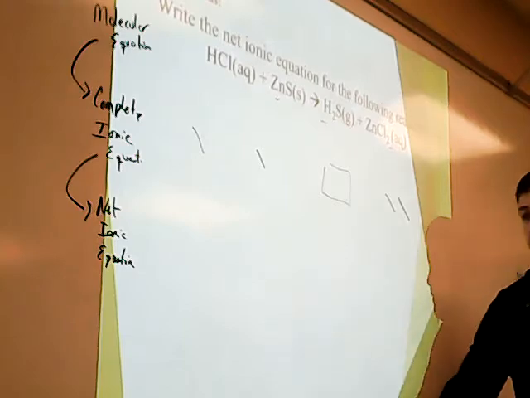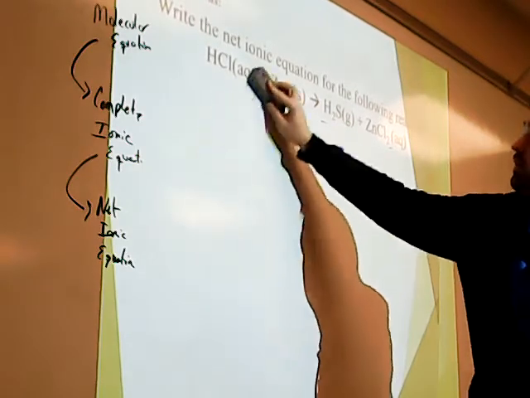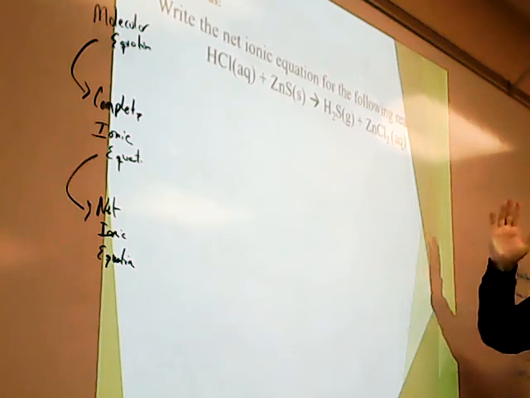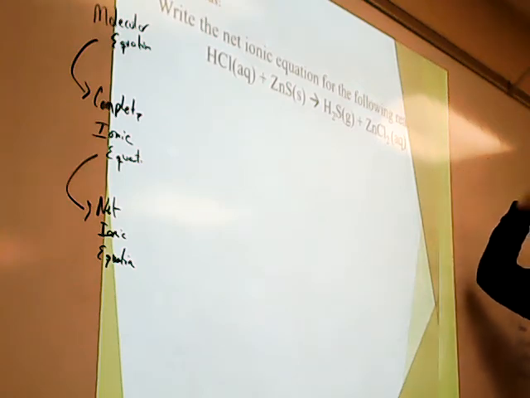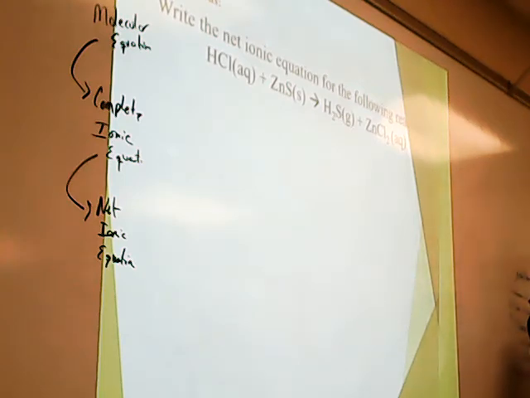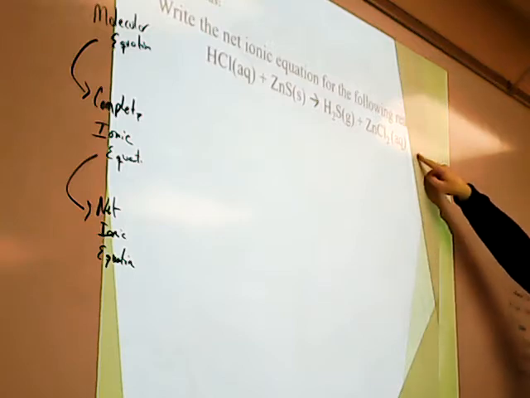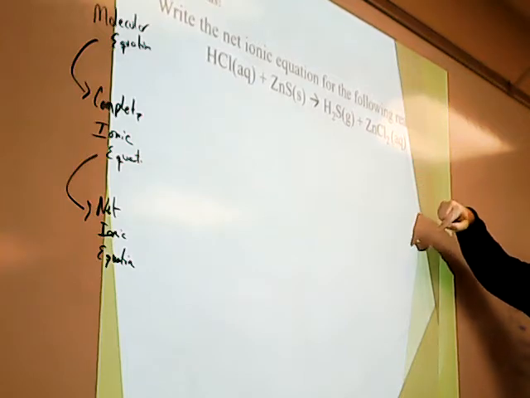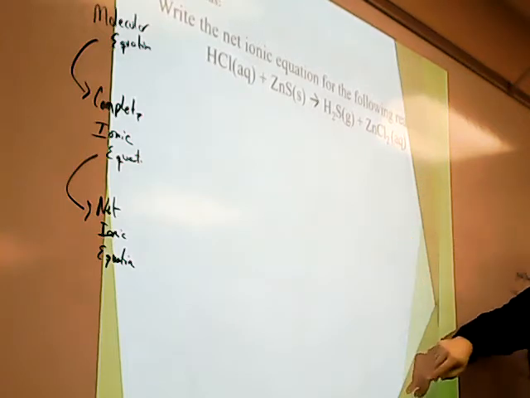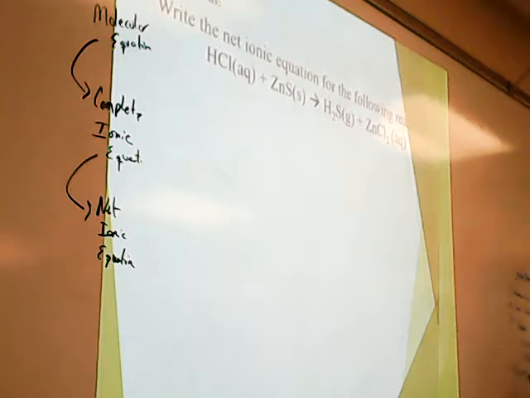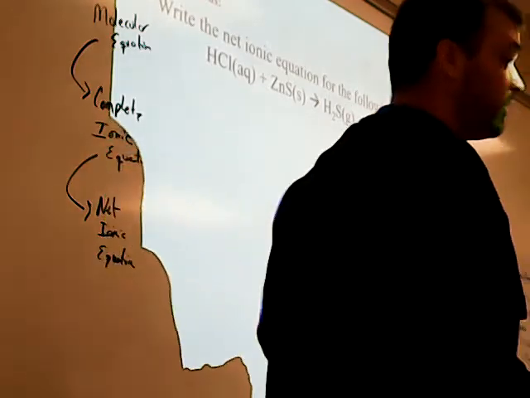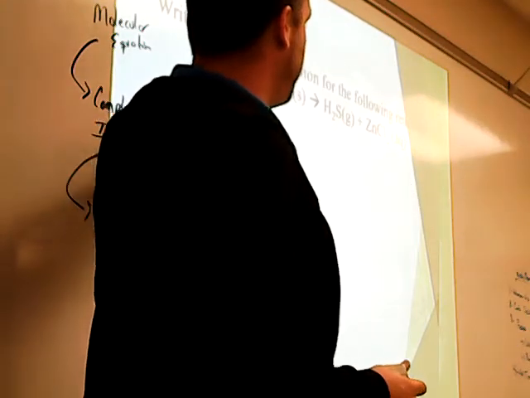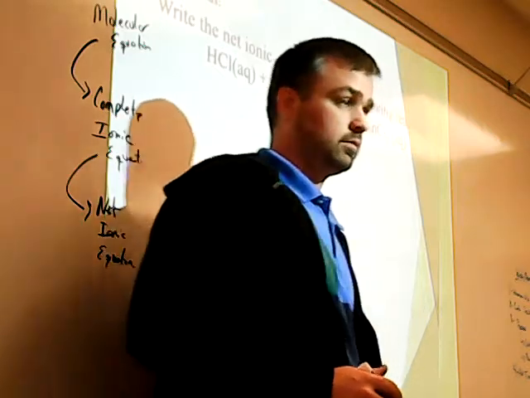So here is your next example. Once again, I need three separate equations here. Complete molecular, which is given to you. This is the molecular equation. I need you to give me a complete ionic equation and a net ionic equation. So, the good thing is, I've already done solubility for you as well.